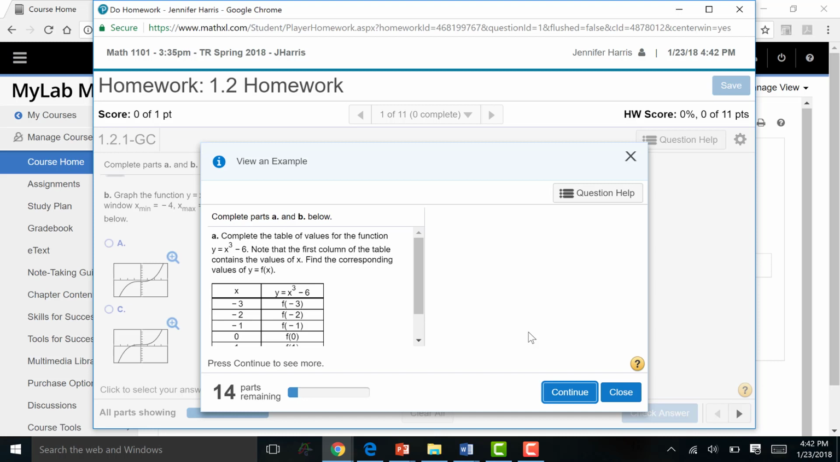Some professors close it and they don't let you use it. It is open for you to use. So if you get stuck on one and you're like, wait, what did we do in class? Go back and look at the example. It'll walk you through exactly one just like what you have. They'll change the numbers, but they'll still walk through the exact same thing. Notice mine is similar, only it's y equals x to the third minus 6 instead of minus 3. But it's still going to walk you through the same thing.